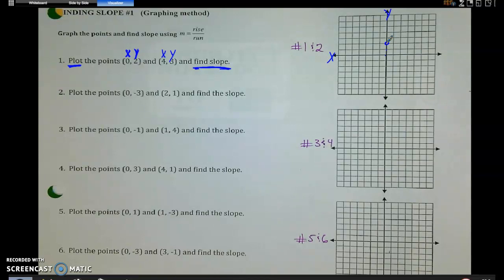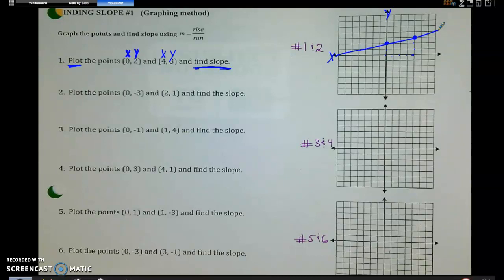Then our next point, 4, 3. So 4 means positive, means I'm going to go to the right. 1, 2, 3, 4. And then y 3. 1, 2, 3. Okay, so there are my points. Now, I need to be able to connect those points. I'm going to draw my line all the way through.